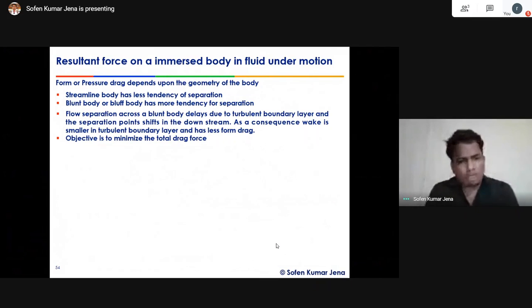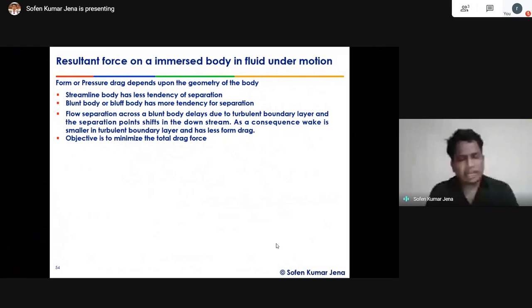But if it is a blunt body or a bluff body, what is a blunt body or bluff body? Any body with a sharp curvature, where an immediate change in pressure gradient is formed because of the change of shape. This change in shape induces a pressure gradient and leads to the tendency of separation, right?